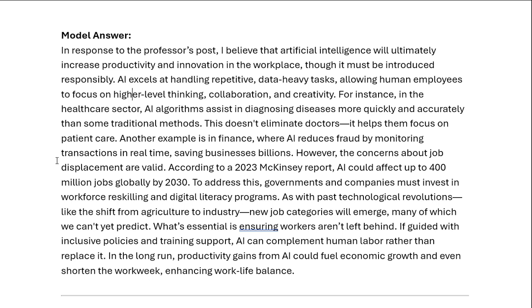As with past technological revolutions, like the shift from agriculture to industry, new job categories will emerge, many of which we cannot yet predict. What's essential is ensuring workers aren't left behind. If guided with inclusive policies and training support, AI can complement human labor rather than replace it. In the long run, productivity gains from AI could fuel economic growth and even shorten the work week, enhancing work-life balance.